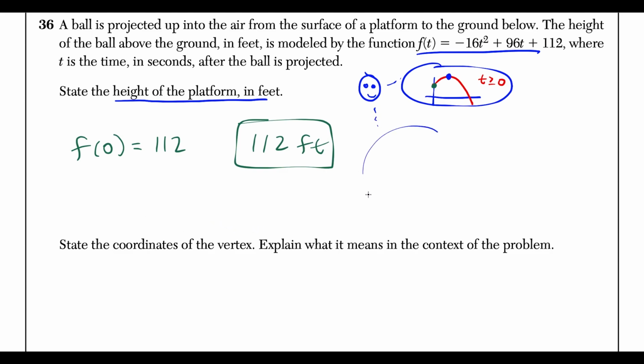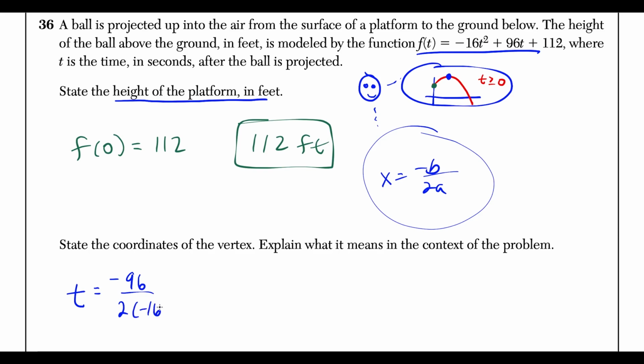So now if we want to find the vertex here, there's a few ways we could do it, but what I think about for the vertex is this formula, x equals negative b over 2 times a, where a and b are the coefficients of the quadratic equation. So here, we're going to say t equals negative b, which would be negative 96, over 2 times the a value, negative 16. And if we work this out, negative 96 over negative 16 goes positive.